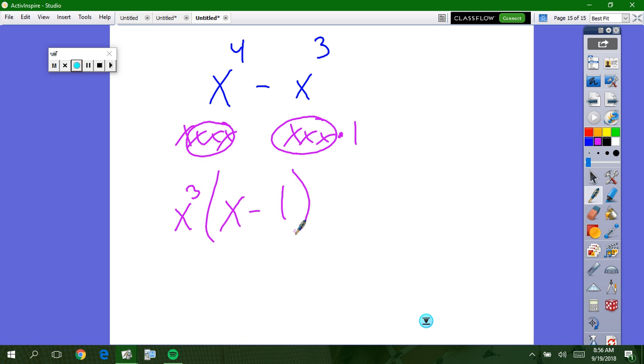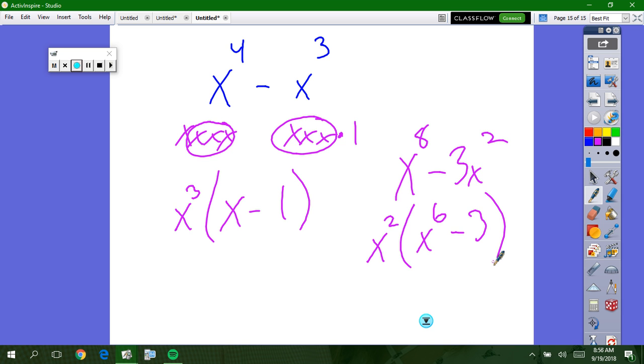Okay. And the reason why I showed you this one, let's go ahead and do one more. What if I had x to the 8 minus 3x squared? What do they share? If you share an x squared, that's what Ben says in the back. Ben, tell me what's left over? Minus 3. Right? So when I pull something out, I'm dividing it out. Okay.